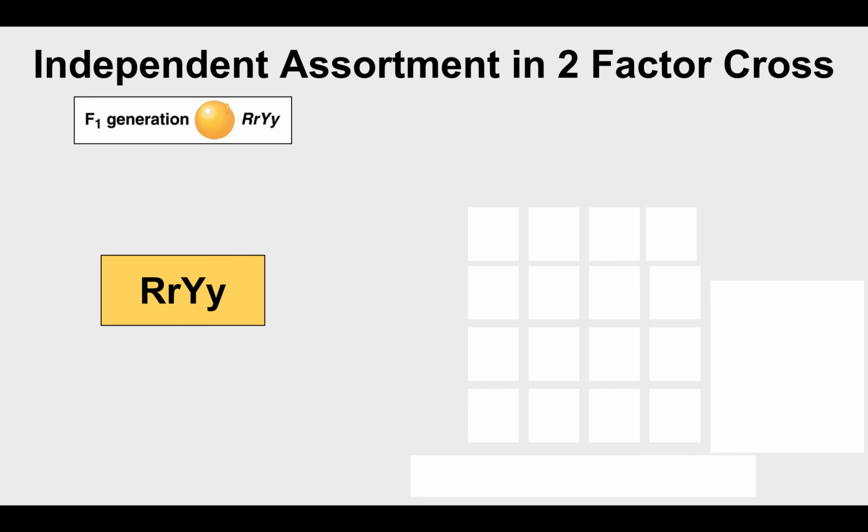All right, so I just want to walk through how to set up that two-factor cross in a Punnett square. I know you did this in lab, but this is just a quick refresher here. So if we're crossing two individuals of that F1 generation, we first have to determine all of the possible allele types.